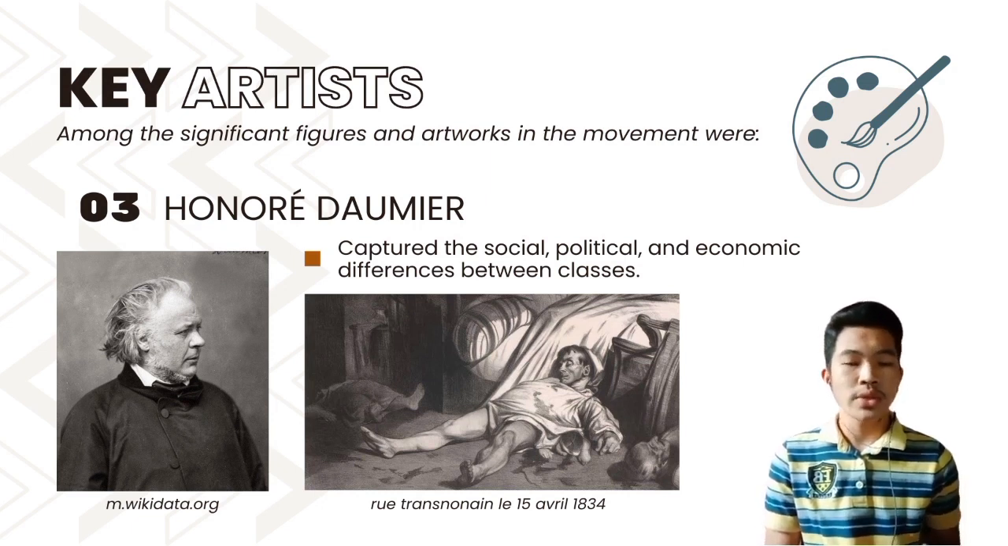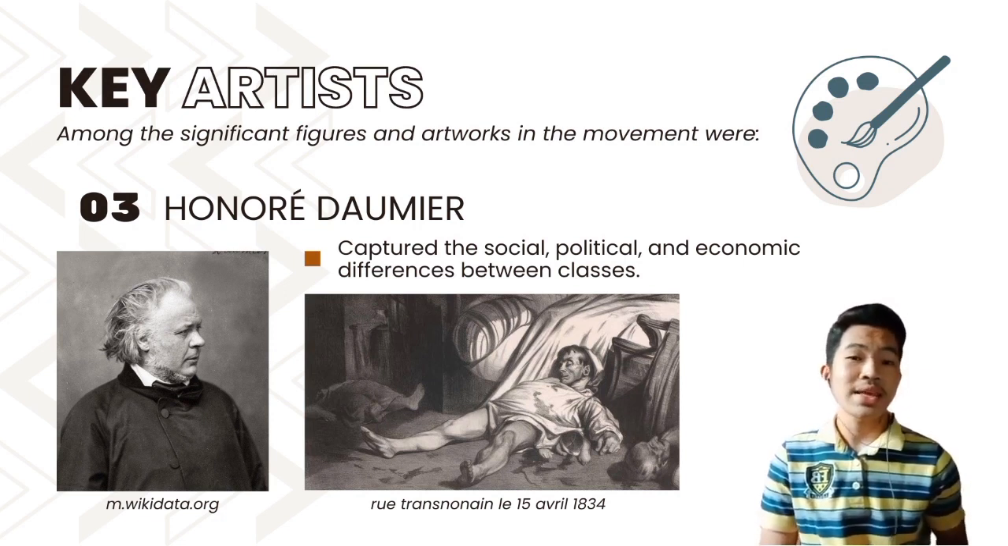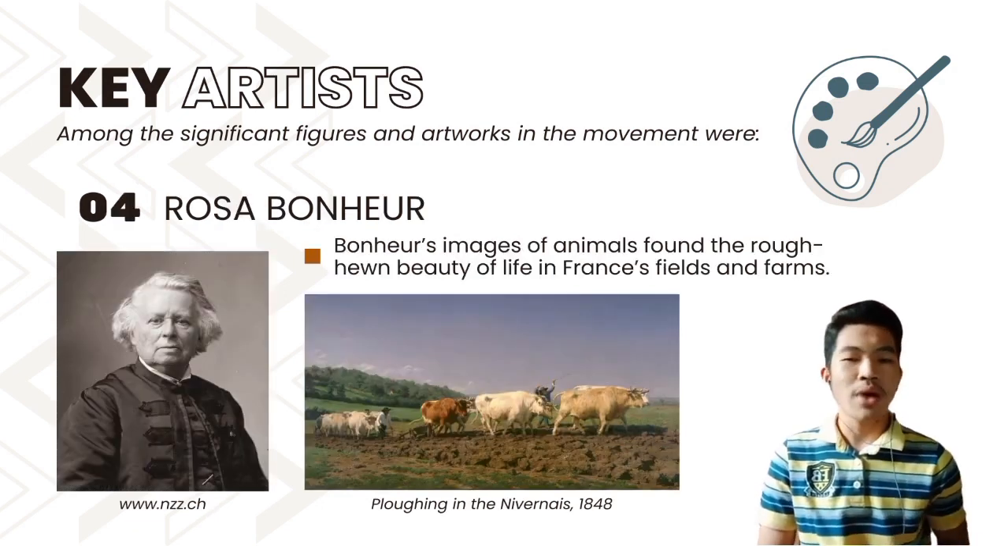Daumier's work would influence an offshoot of realist art called social realism, which flourished in the United States in the 19th and 20th centuries. Number 4, we have Rosa Bonheur.